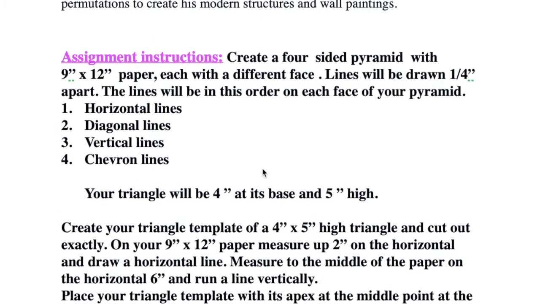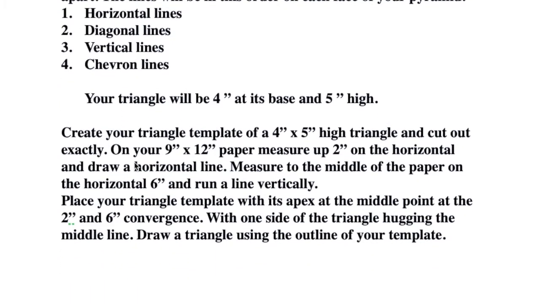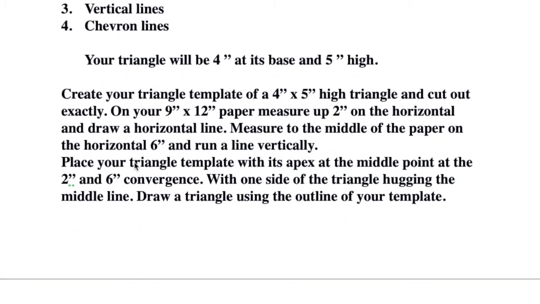What you're going to do is you need to create a drawing first. And you're going to create a four-sided pyramid with 9x12 paper, each with a different face. Lines will be drawn 1/4 inch apart. The lines will be in this order in each side of your pyramid: horizontal lines, diagonal lines, vertical lines, and chevron lines. Your triangle will be 4 inches at its base and 5 inches high.